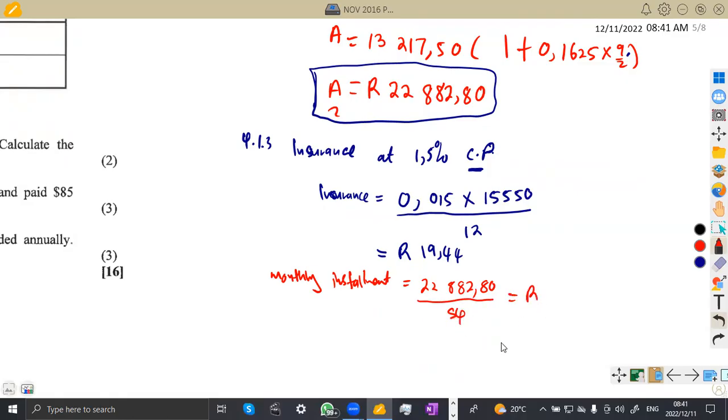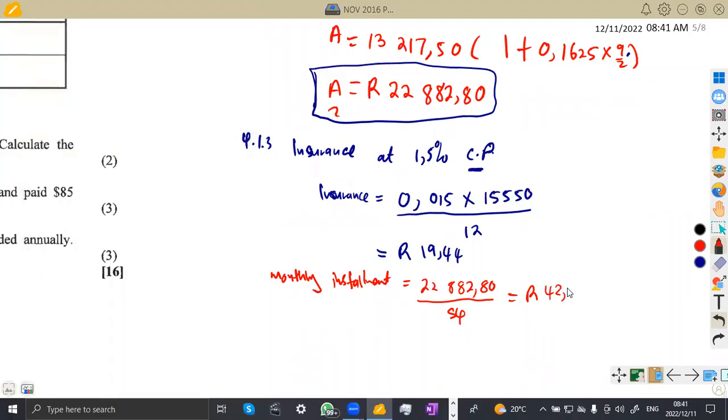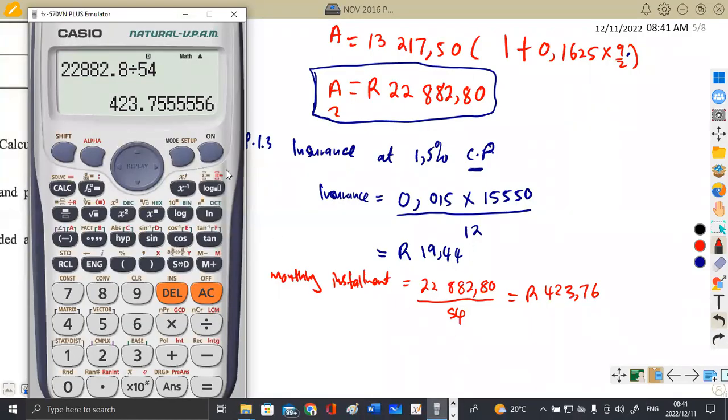So let's see what is she paying in a month before the insurance. So this is 22,882.8 divided by 54, which is something like 423.755, which is 0.76. So it's going to be 423.76 rand. Okay, so that is the monthly installment that we're supposed to have.